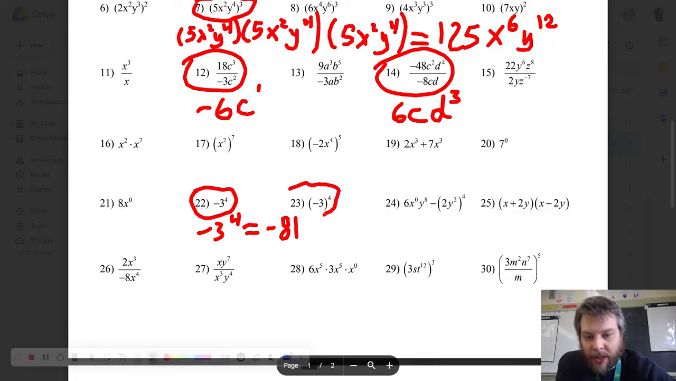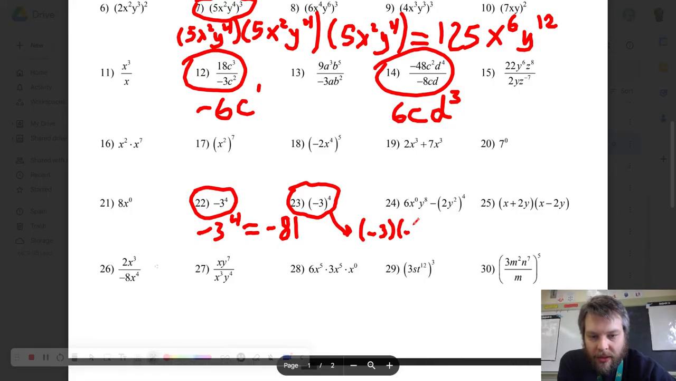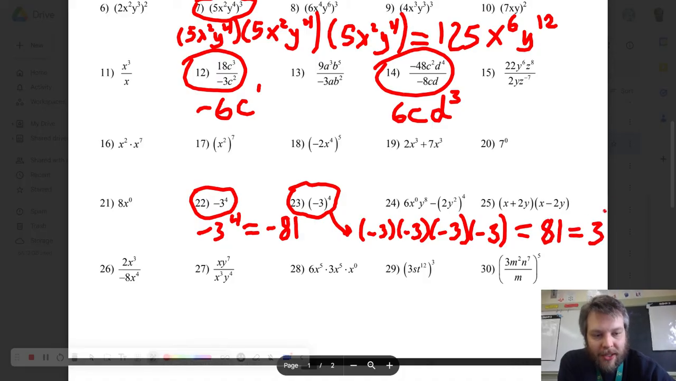Contrast that with number 23. Notice that the only difference between 22 and 23 is whether the 3 is inside or outside of the exponent, or inside or outside of the parentheses. On 23, the negative is included in there. So if I wrote that one out, I would go negative 3, negative 3, negative 3, negative 3. There's 4 negatives all in a row. 2 negatives makes a positive. That means that 4 negatives makes a positive also, so we get positive 81, or just positive 3 to the 4th.